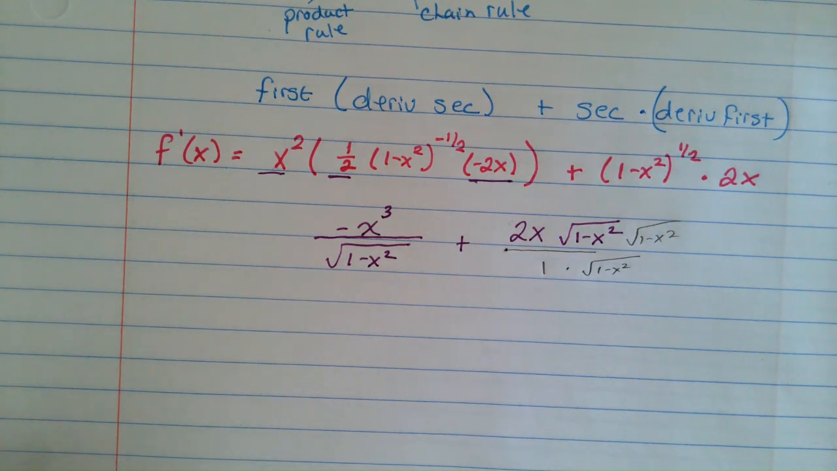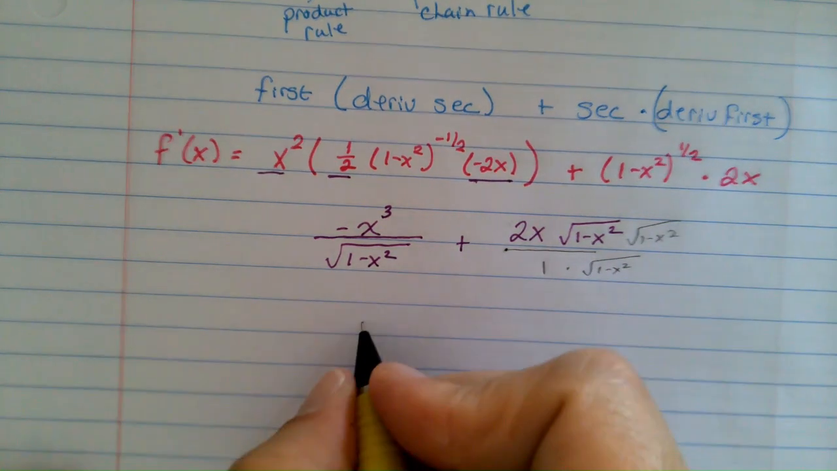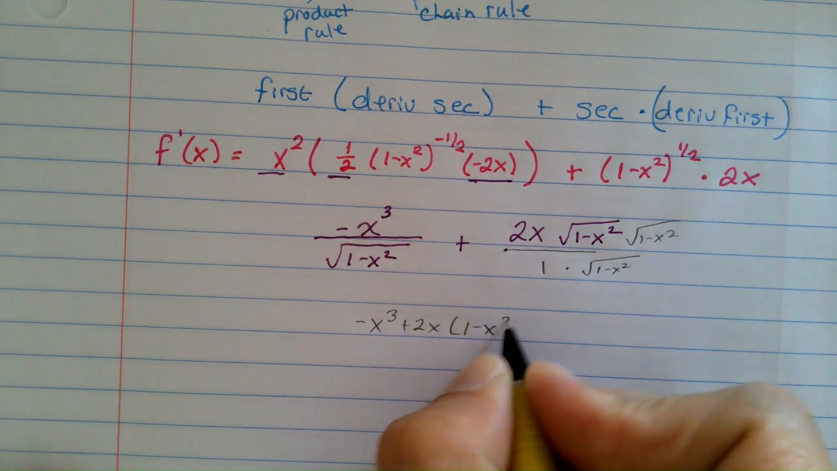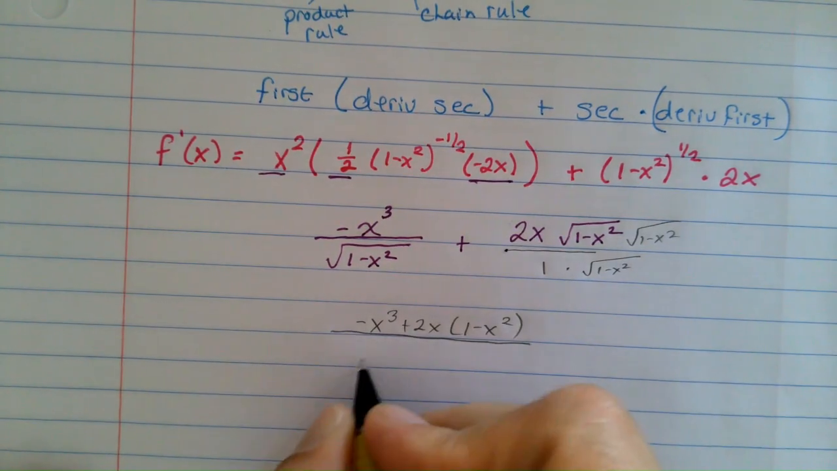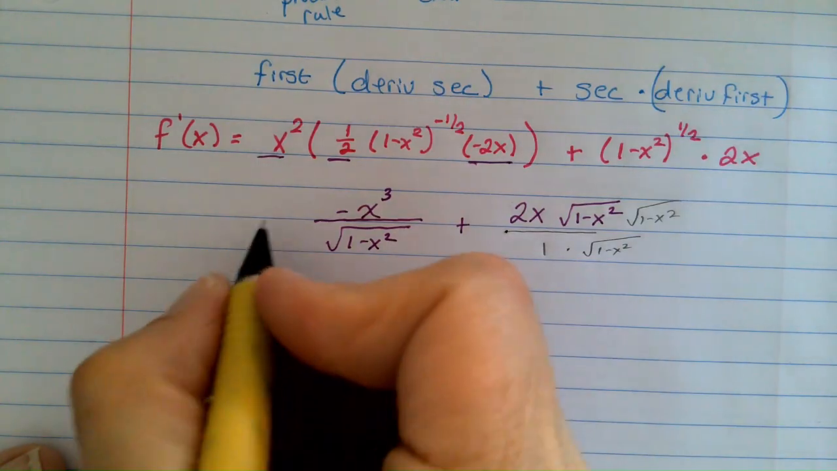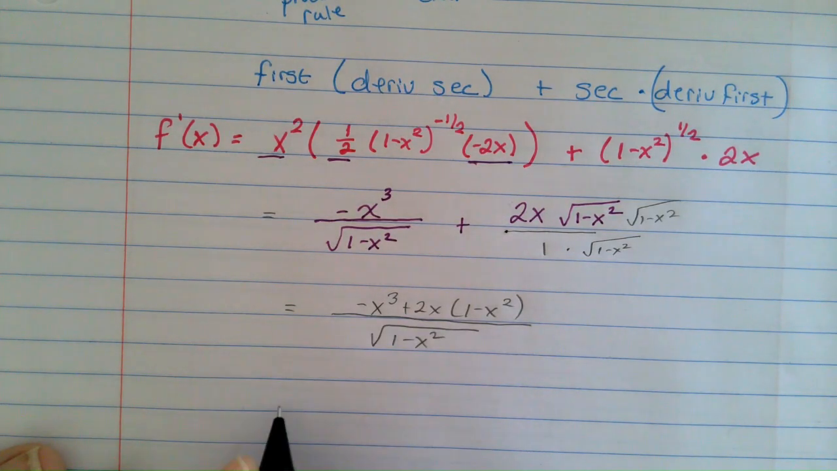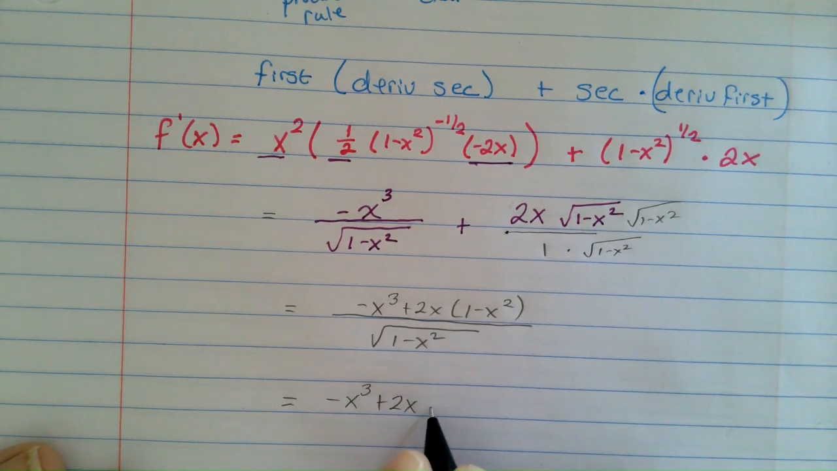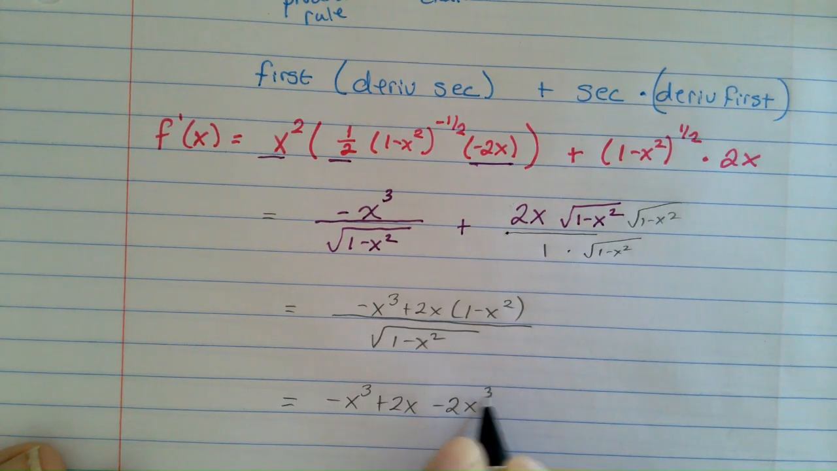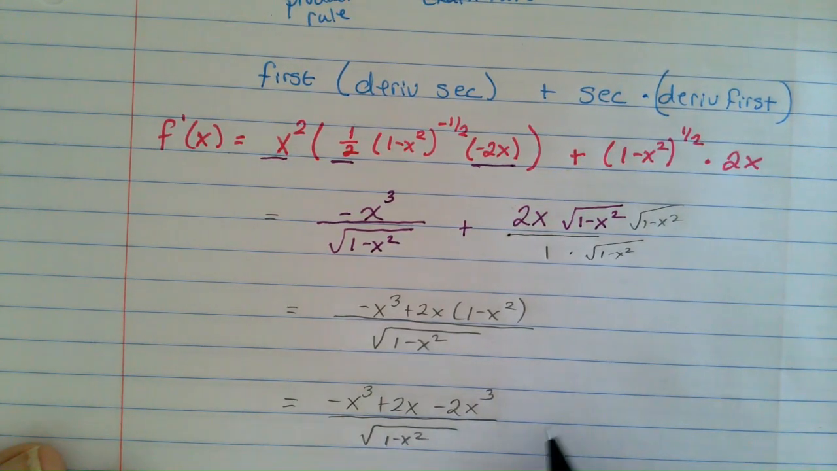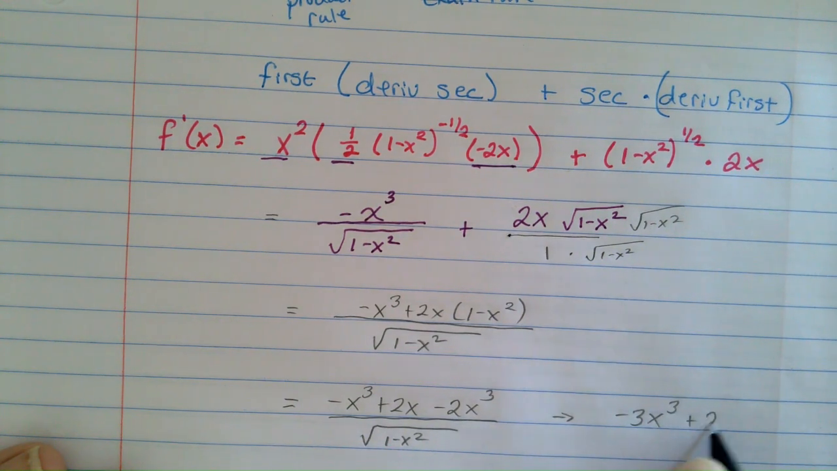Which would give you negative x cubed plus 2x times 1 minus x squared all over the square root of 1 minus x squared. Which would be negative x to the third plus 2x minus 2x to the third. Or negative 3x cubed plus 2x.